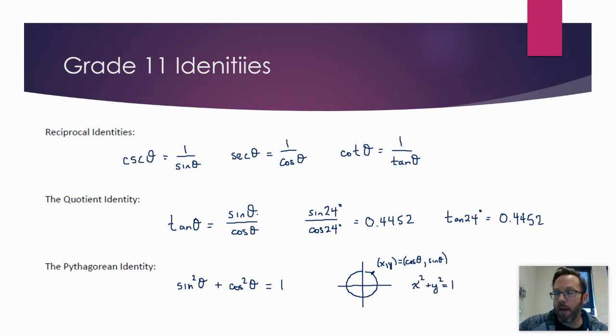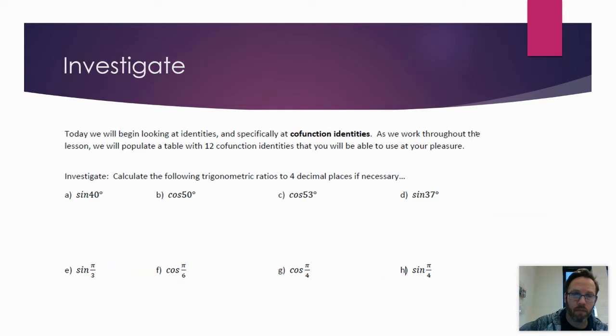So those were the three main ones you learned in grade 11. And then you proved a bunch of other identities using these basic ones. What we're going to do today is begin looking at some more identities, and today a specific type. We're going to call them co-function identities. As we work throughout this lesson, we're going to get, by the end, a table of 12 co-function identities that you can just use at your pleasure whenever you're working on problems. You don't need to memorize them. They'll all be in one spot.